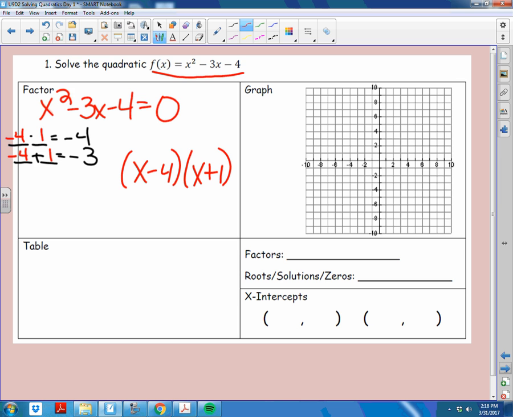Okay. If you still want to do the box method, feel free. You'll end up with that. If you still want to do grouping, feel free. You'll end up with that. Only when the A value is 1, once you find these 2 guys, you just put them there. Done. End of story. Now that means that the factors of this quadratic are x minus 4 and x plus 1. So I'm going to put them down here. X minus 4 and x plus 1.